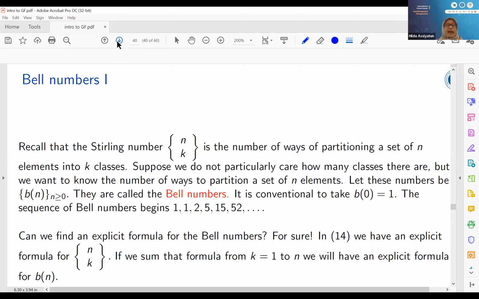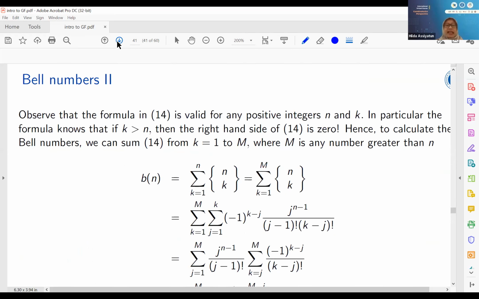Okay. We will take advantage of the fact that the formula for a Stirling number is very smart. Yeah, it knows when it goes to 0. The formula knows. So taking advantage of that, we will try to sum this Stirling formula to get the Bell numbers.